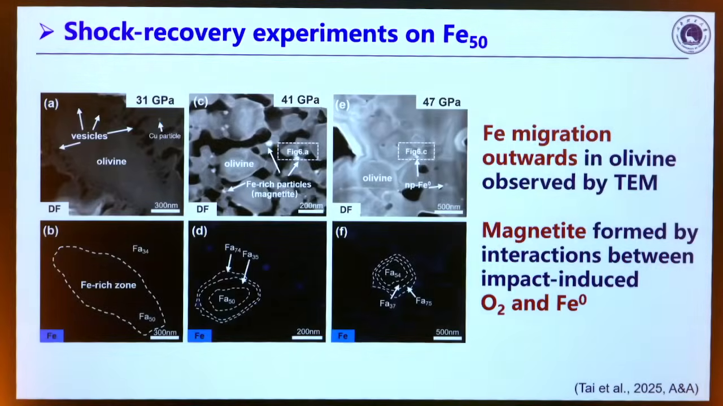And we also find that the iron can migrate outwards from the olivine grain, and we also form some magnetite on the rim of the different particles, suggesting that they might form by the impacting of oxygen and the metallic iron particles.